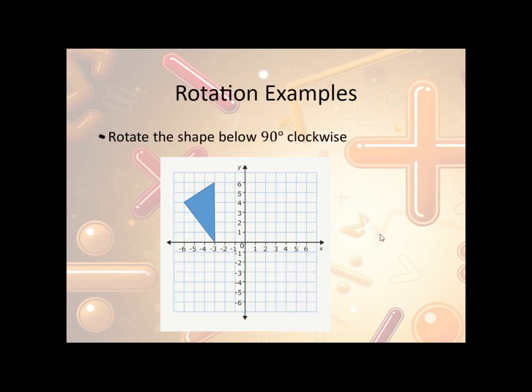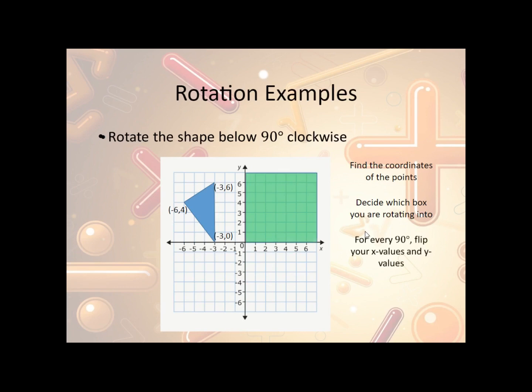Now 90 degrees clockwise, same thing: write out the coordinates. Decide which box we're rotating into. Well, 90 clockwise is going this direction, so it goes into this box here. And then for every 90, flip them. So 3, 6 becomes 6, 3, and so on.